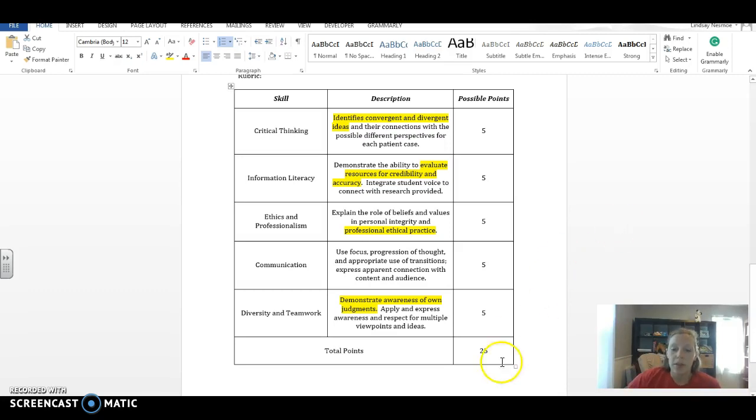So please make sure that you are including your own awareness of what you feel and how you feel in each of these case studies. And then also recognize that you need to sometimes set those aside, or set your beliefs aside, in order to best serve your patients. So if you have any questions about this, please let me know.